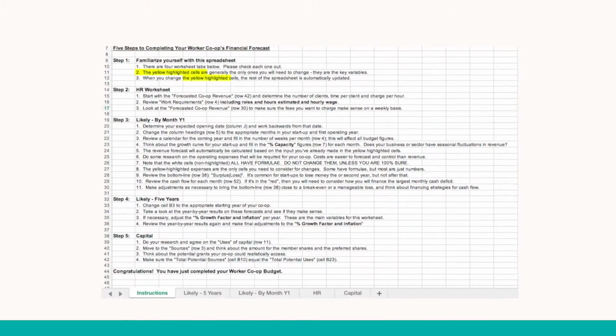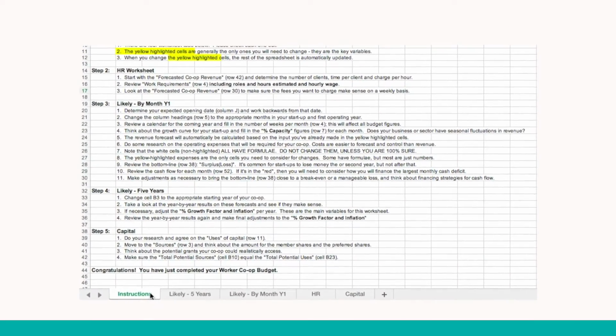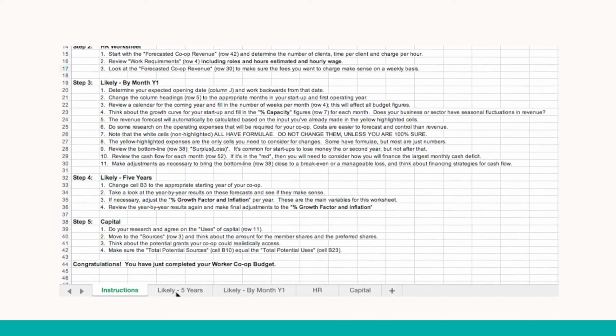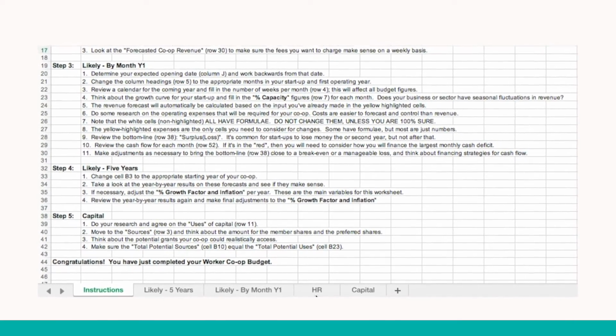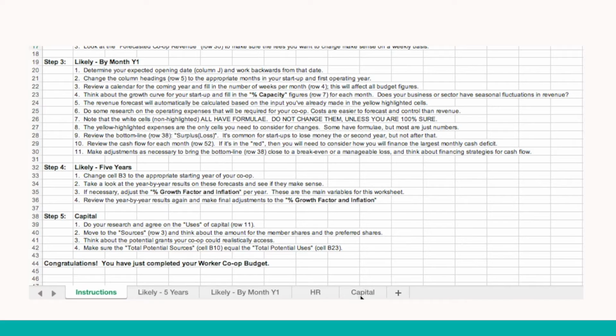So it's important to be realistic in your financial forecasts, and I'm going to go over a spreadsheet with you. We'll walk through it together so that you can see the most important components of doing your financial forecasts. You can see at the bottom there's 5 tabs. There's instructions, there's a likely case for 5 years, likely by month, human resources or HR, and capital. Each of these worksheets has specific information that you're going to want to fill out in the yellow cells so that you can create your financial forecasts.